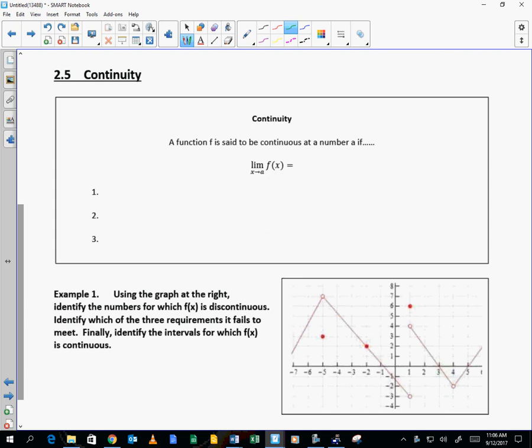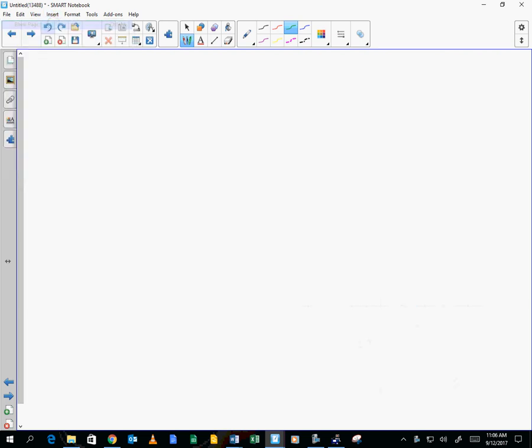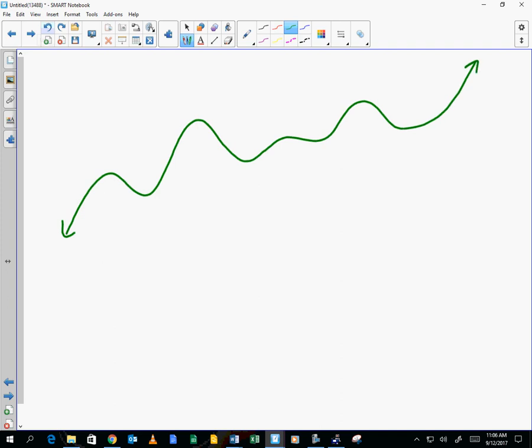But continuity, here's the dumb definition of continuity, okay? You can't write this on the test, but here's the dumb definition. If I want to graph a function, if I could graph that function without picking up my marker, then it's continuous. But if in order to graph the function you need to pick up your marker, then it is discontinuous.